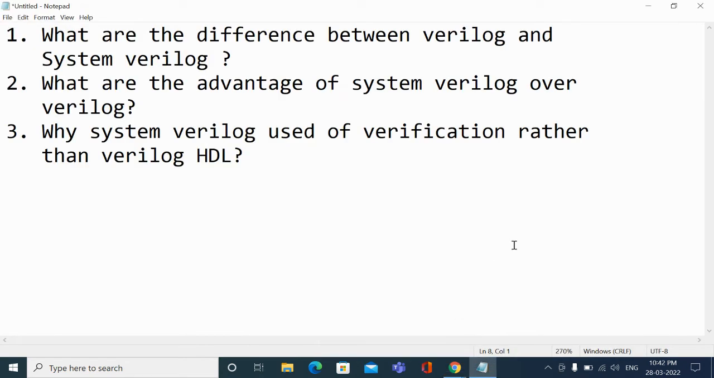Hello guys, today we'll discuss these topics. These are very important questions for those who want to learn SystemVerilog, for SystemVerilog beginners. Okay, first, what are the differences between Verilog and SystemVerilog?